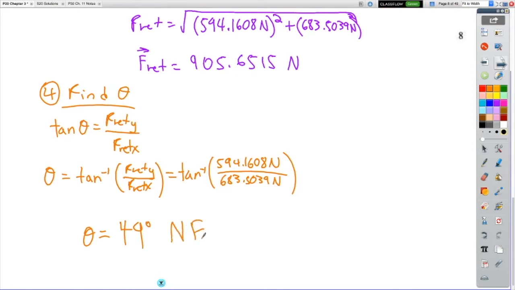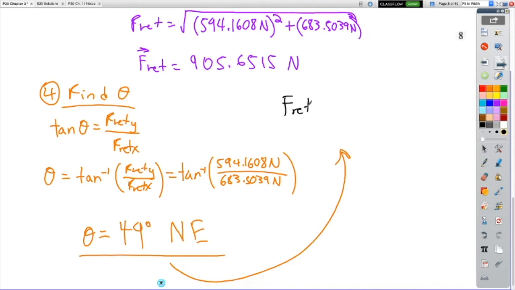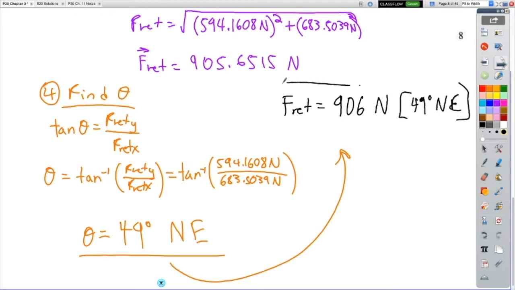We started at east and we went north of it. So it's north of east. Okay, take this, put it here, and now we'll have a complete answer. So rounding to the proper number of sig digs, I was given 3 significant digits in the question. Angles have some weird sig dig rules, so we kind of defer to the other quantities. We have 3 in each of our forces, so I would round 905.6 to 906 newtons. And what's the direction? It's 49 degrees north of east. That is the net force.